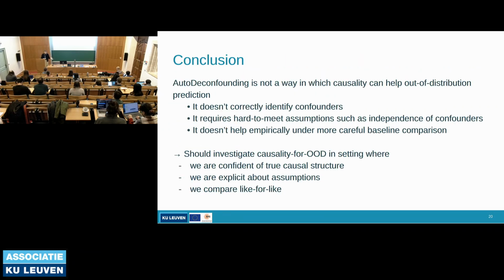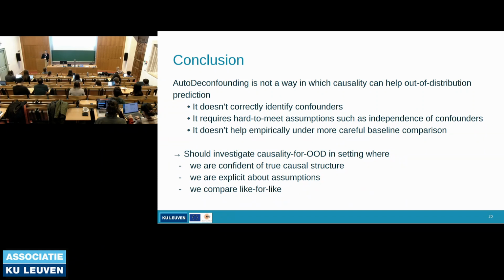So the first attempt here, this auto-deconfounding, which seemed quite promising, wasn't really the way in which causality can help out of distribution, in our view, and it has a few problems with finding the correct confounders. If you would find the correct confounders, are you really deconfounding correctly? And if you're really deconfounding correctly, is that really helpful for the OOD performance? It's kind of a negative answer on those.